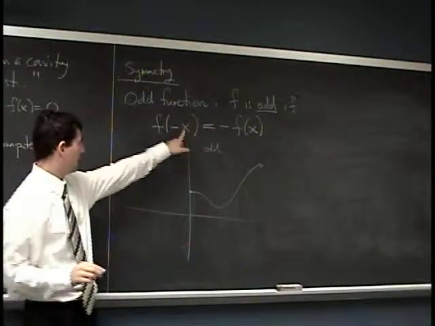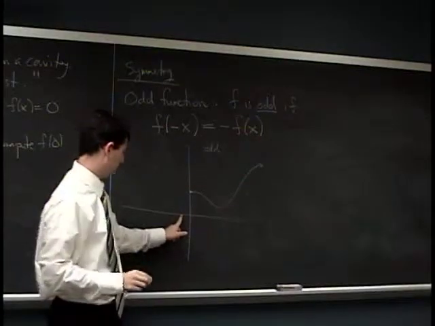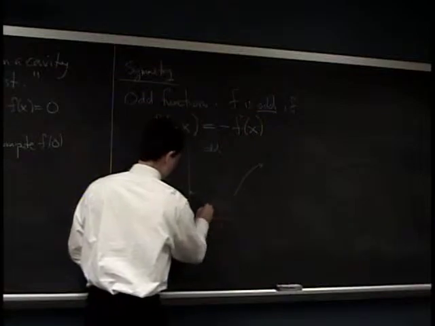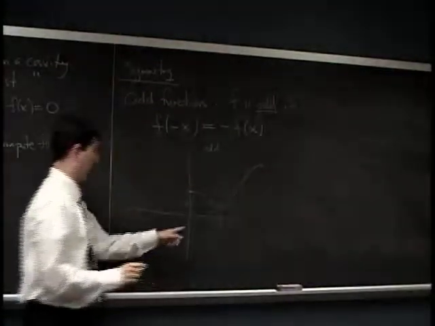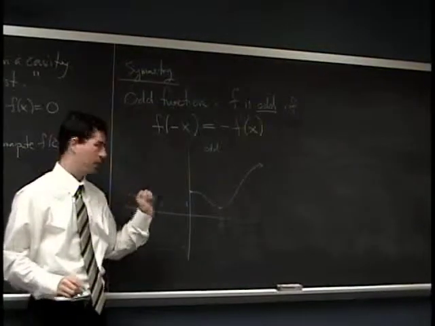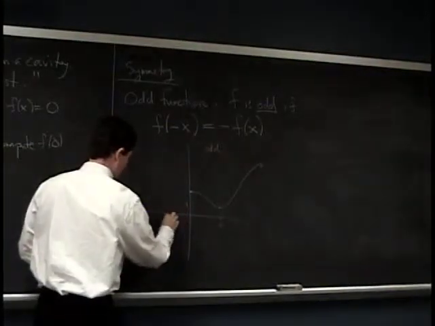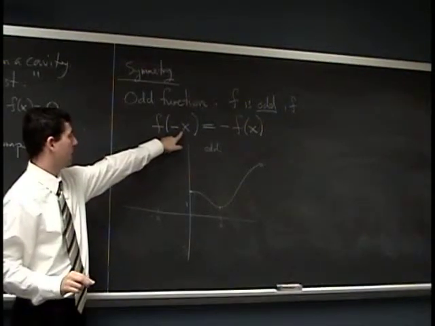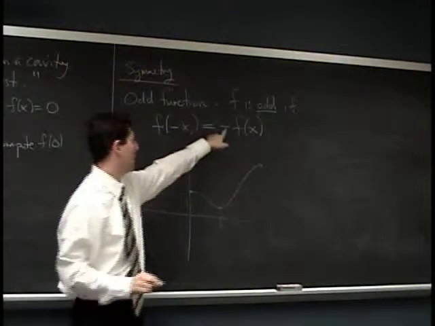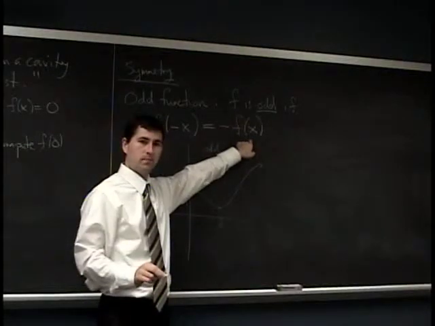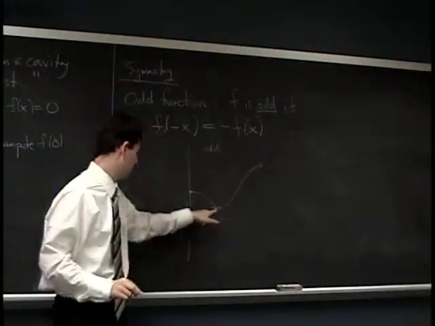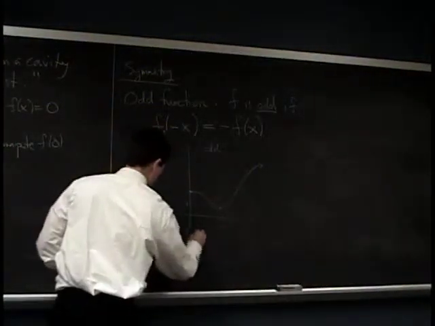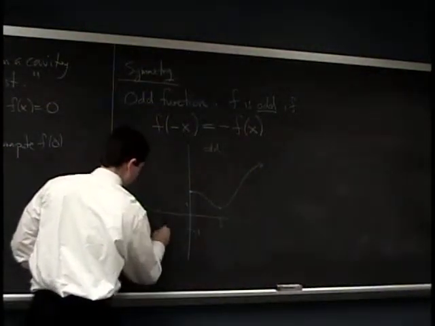Well, let's see. I know that if I put in this point here, that's 2, I get the value 1. So if I put in a 2, I get a 1. What if I put in a minus 2? Well, since it's an odd function, if I put in minus 2, it's the same as minus f of 2. f of 2 is 1, so minus f of 2 should be minus 1. So I should get a point down here.